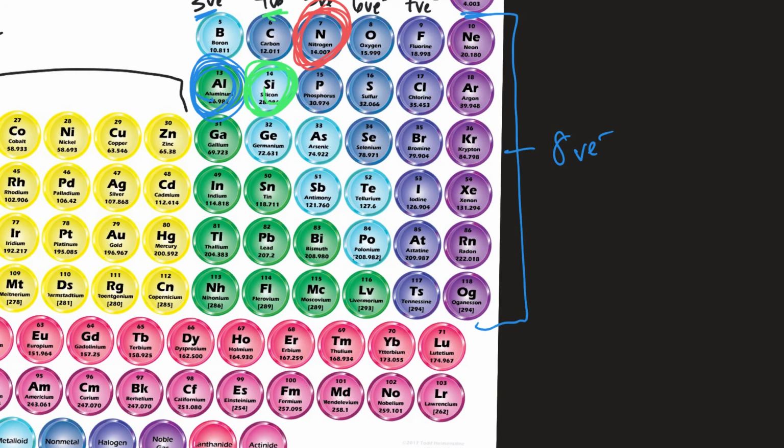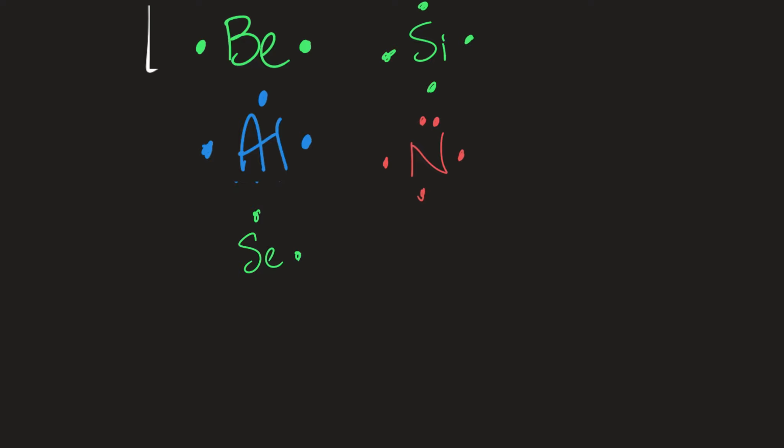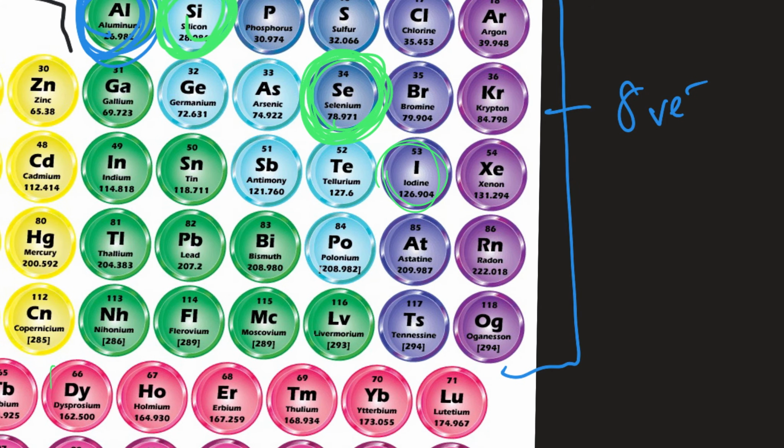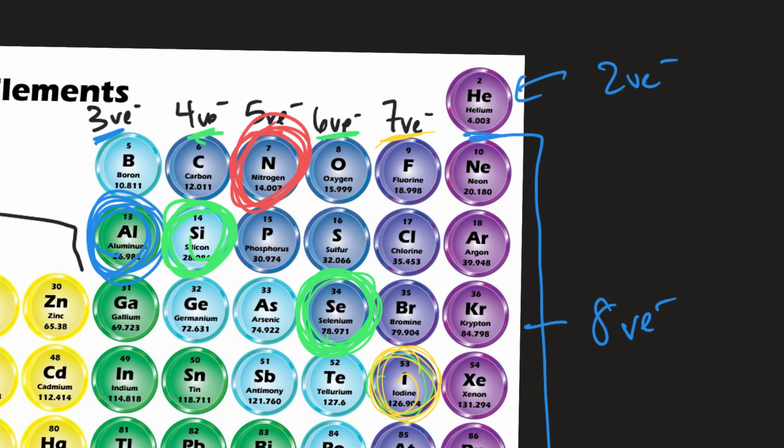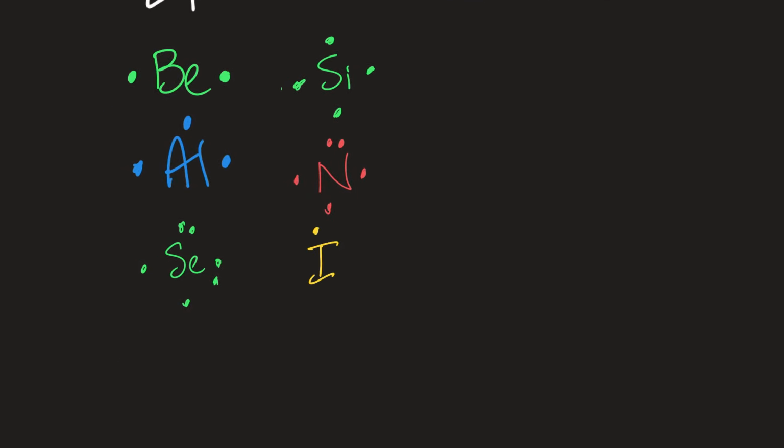Oxygen, or let's not do oxygen. Let's try something different. Selenium. Here's selenium right here, 6 valence electrons. So Se, 1, 2, 3, 4, 5, 6. There are my 6 electrons here. What about iodine? Iodine's right there, has 7 valence electrons. So I'm going to have my I, 1, 2, 3, 4, 5, 6, 7. So here's iodine with 7 valence electrons.